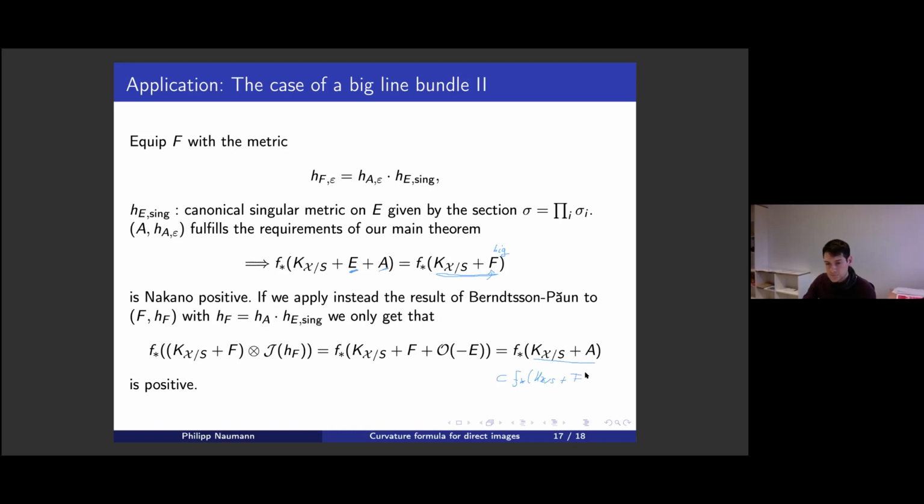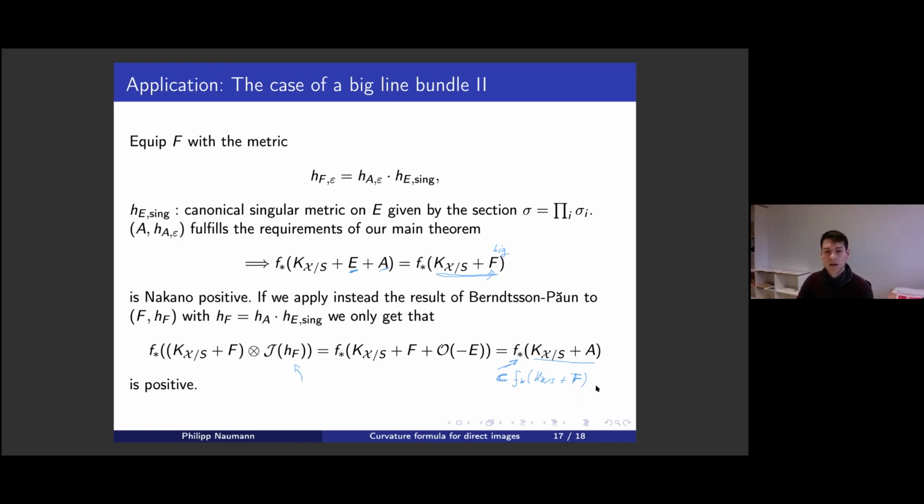And this now has the form of the classical Berndtsson result. So we applied the singular version, but what we get is actually the classical version back, and this is positive. But this is just a sub-bundle maybe of the bundle we are really interested in, because we are interested in the twisting with a big one, and not with an ample one.